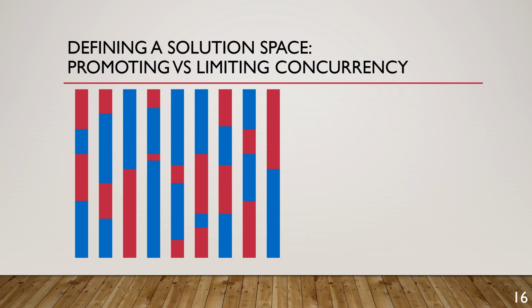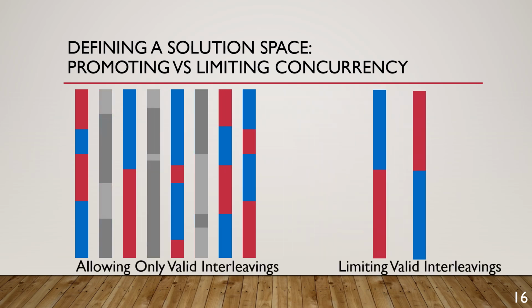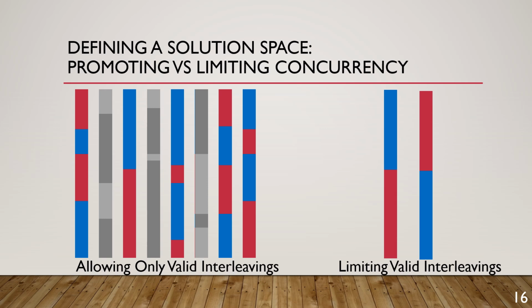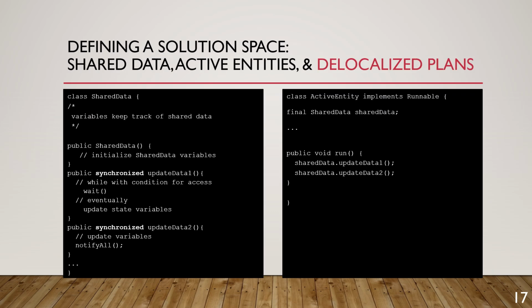When defining a solution, promoting concurrency is key. Suppose each stripe here represents a different interleaving. It's crucial to allow only valid interleavings to avoid safety violations. But this concern taken too far can severely limit concurrency and violate its purpose of improving throughput and responsiveness. A key part of solution implementation is defining the shared data and the active entities that use it. As mentioned, there's typically a symmetry in the form of synchronization, as in this Java-ish example, with await and notify.